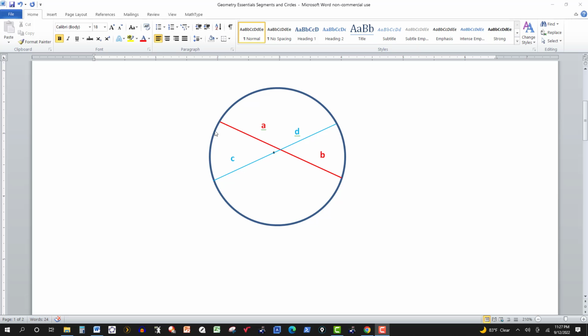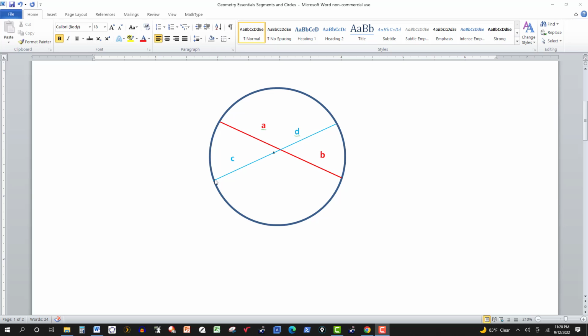In this video, we're going to look at chord segments. So I have one chord in this diagram in red, and of course a chord has its endpoints on the circumference of the circle, and then the other one in blue. When they intersect inside the circle, they divide each other into two parts. The chord in red is two parts, A and B in red. It goes from the endpoint here to where they cross. That's A right there. And then the other part for that particular chord is B. It goes from that point to the other side.